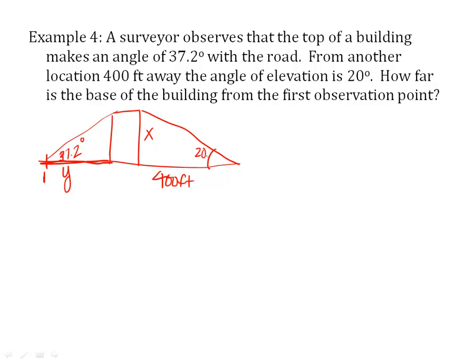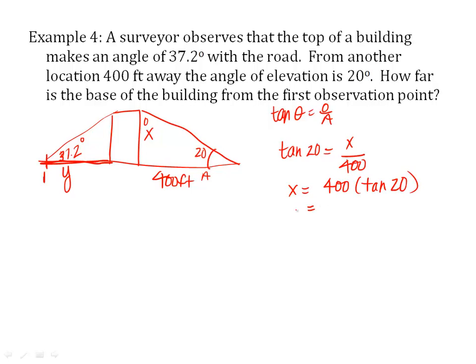Looking at the sides I have relative to my angle 20, I have adjacent and I have opposite. So remember that tangent of theta is always the opposite over the adjacent. So I'm going to solve for x. My tangent of 20 degrees is my opposite side, I don't know what that is, over the adjacent. So to find the height of the building, x equals 400 times the tangent of 20. And I'm going to get 145.6 feet. That's the height of the building.